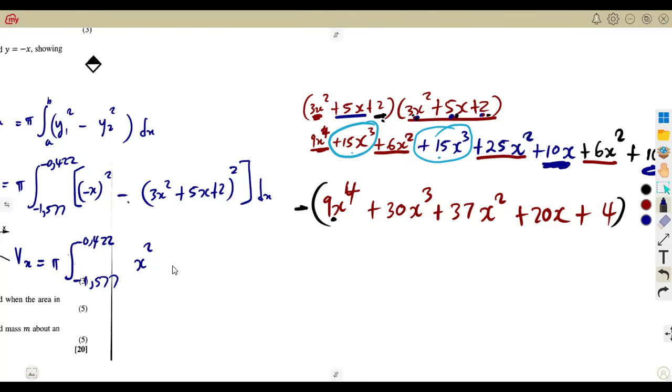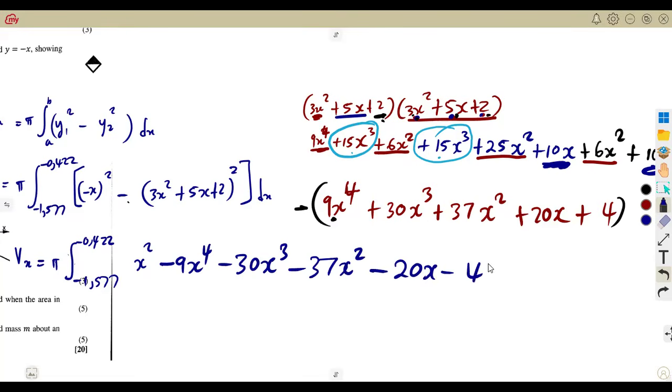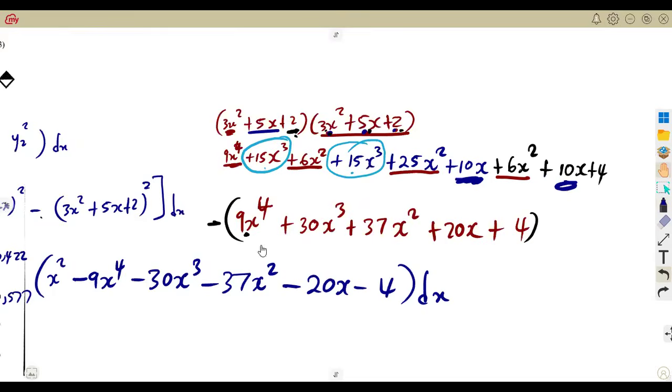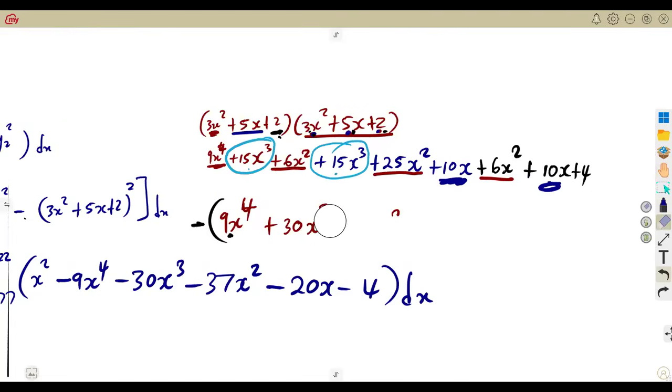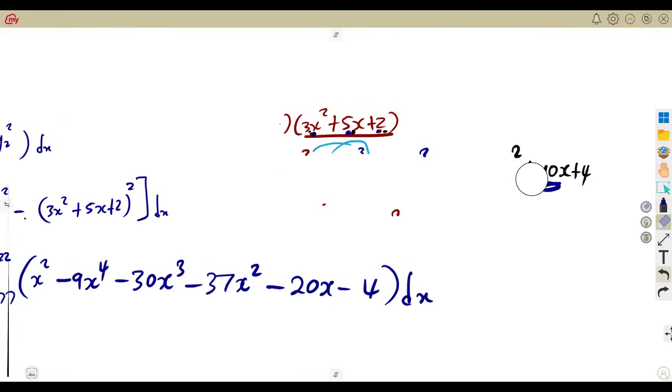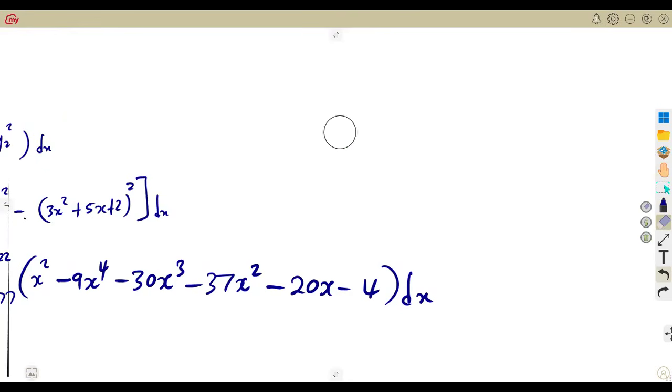So we're going to have minus 9x to the exponent of 4, minus 30x to the exponent of 3, minus 37x squared, minus 20x minus 4, like that. This is what you're going to have. So you expand it, then you substitute there with a negative that is there for subtraction. So you're going to affect each and every term.